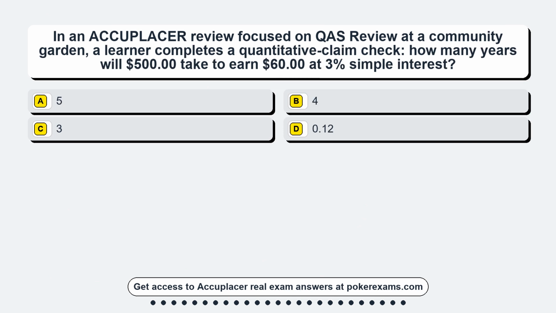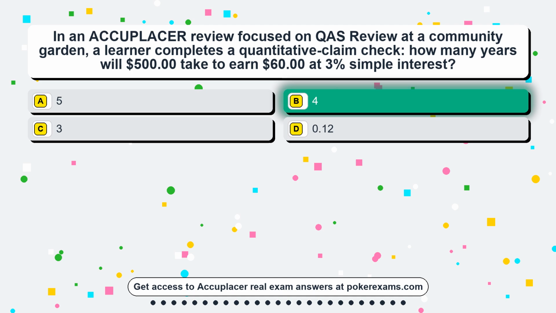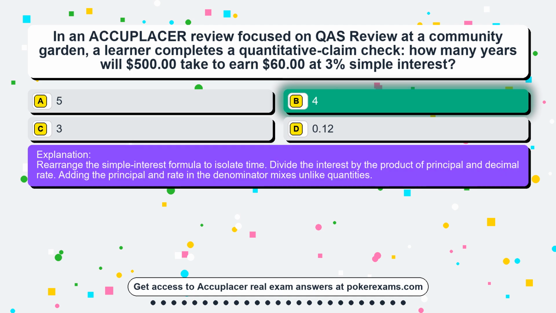Question 24. In an ACCUPLACER review focused on QAS review at a community garden, a learner completes a quantitative-claim check. How many years will $500 take to earn $60 at 3% simple interest? Option A, 5. Option B, 4. Option C, 3. Option D, 0.12. The correct answer is option B, 4. Rearrange the simple-interest formula to isolate time. Divide the interest by the product of principal and decimal rate. Adding the principal and rate in the denominator mixes unlike quantities.